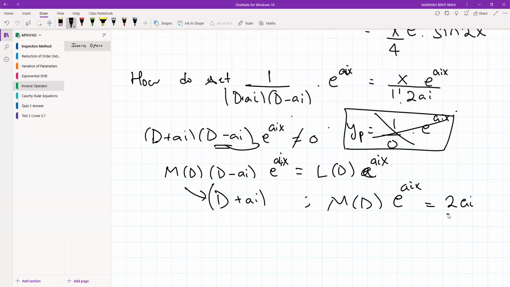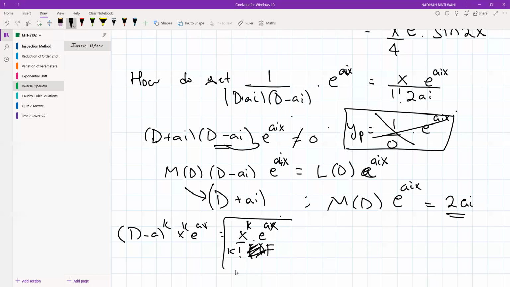That's why we get this one. So when I evaluate this, remember what I said earlier? I said (D minus A) to the power of K of x to the power of K, e to the AX, will equal x to the power of K over K factorial times e to the AX divided by something. I don't remember what the something is. Something like L of D or L of A. Let's use whatever, big F, something like that.